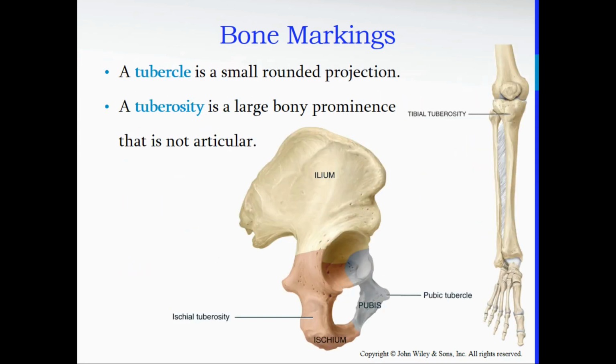A tubercle is a small rounded projection. So here we see the pubic tubercle, which is this small rounded projection right there. A tuberosity is a large bony prominence that is not articular. So it's not going to be up against another bone. A condyle is articular. A tuberosity is not. A classic example here is the tibial tuberosity that sticks off the front of the tibia right there, and that's going to be the attachment point of your patellar tendon.